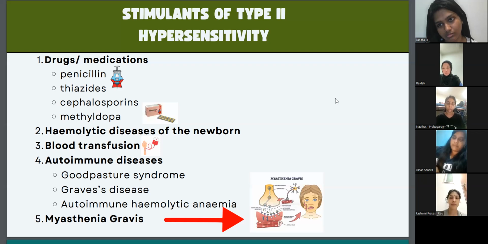In autoimmune hemolytic anemia, the antibodies are produced against the body's own red blood cells, which leads to their destruction. The last one is myasthenia gravis. For this, the antibodies are directed against the nicotinic acetylcholine receptor, which does not allow acetylcholine to bind to its receptor on the muscle. This will also lead to muscle weakness. Next, I would like to pass it to Kanita.